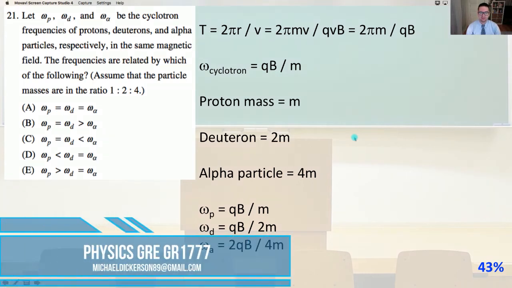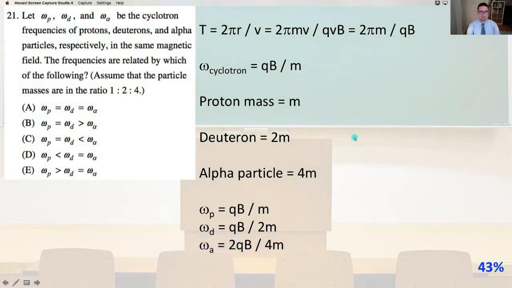We are continuing along with solutions to Physics GRE GR1777 and number 21. Let W subscript P, W subscript D, and W subscript alpha be the cyclotron frequencies of protons, deuterons, and alpha particles respectively in the same magnetic field. The frequencies are related by which of the following? Assume that the particle masses are in the ratio 1 to 2 to 4.